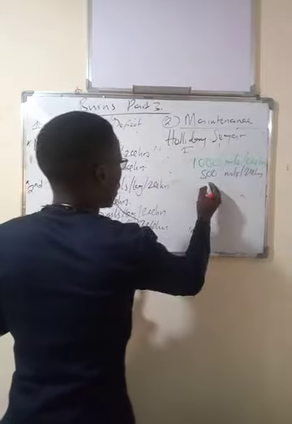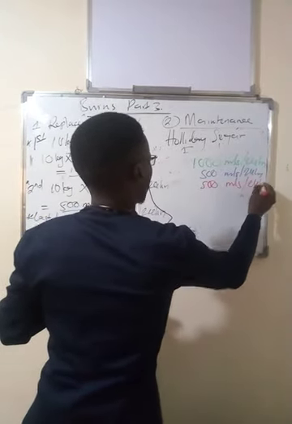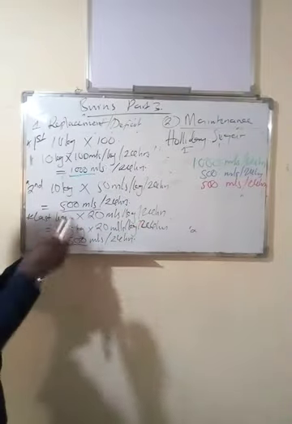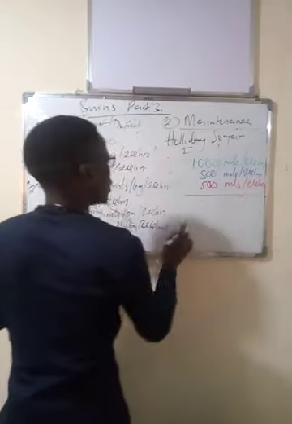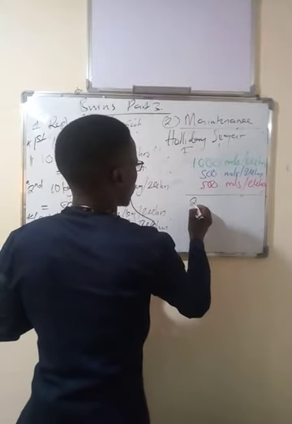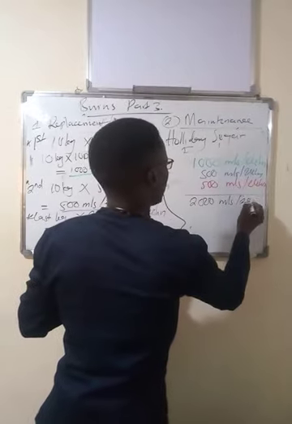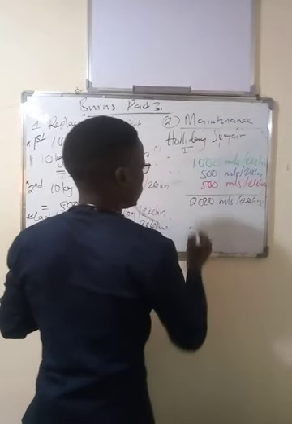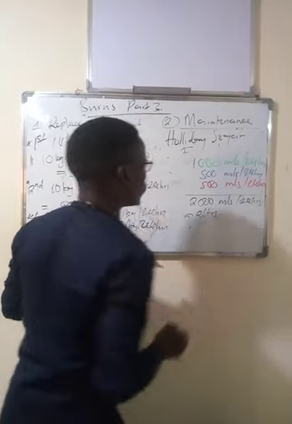So it means that the total maintenance fluid that you're going to give is what? It's going to be 2000 mL per 24 hours, which is approximately 2 liters of fluid. So now, what does it mean?